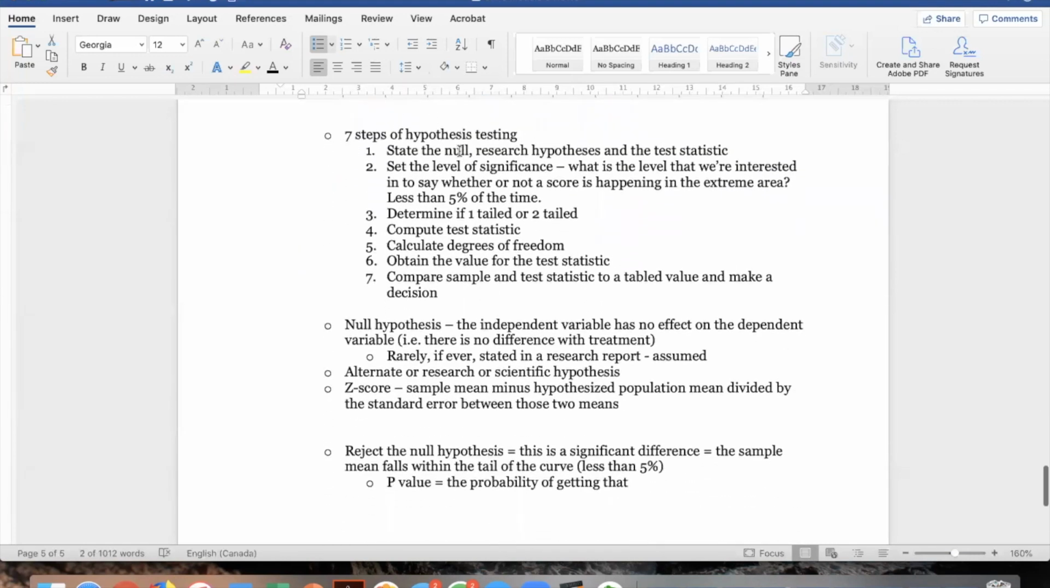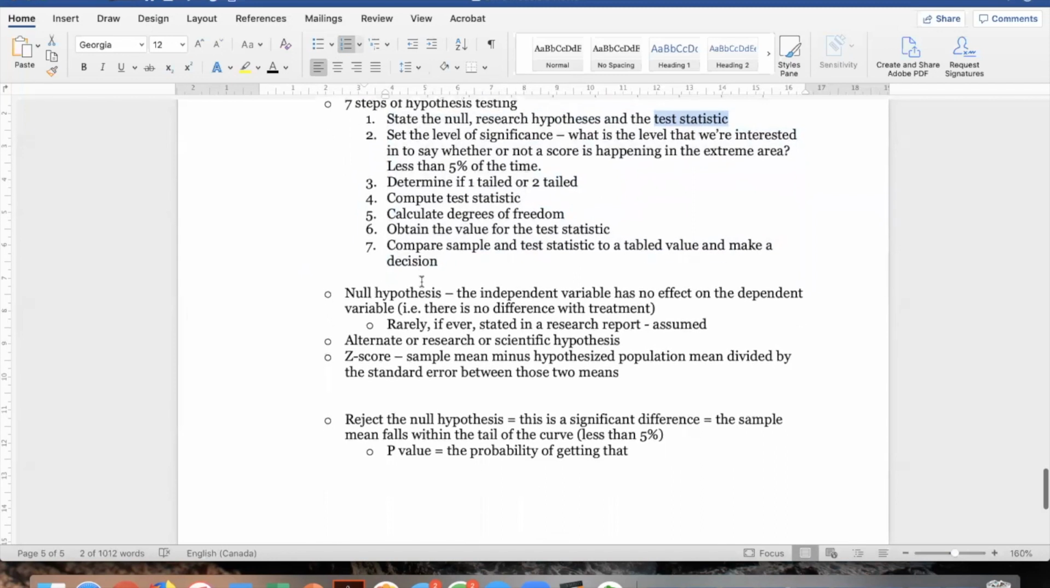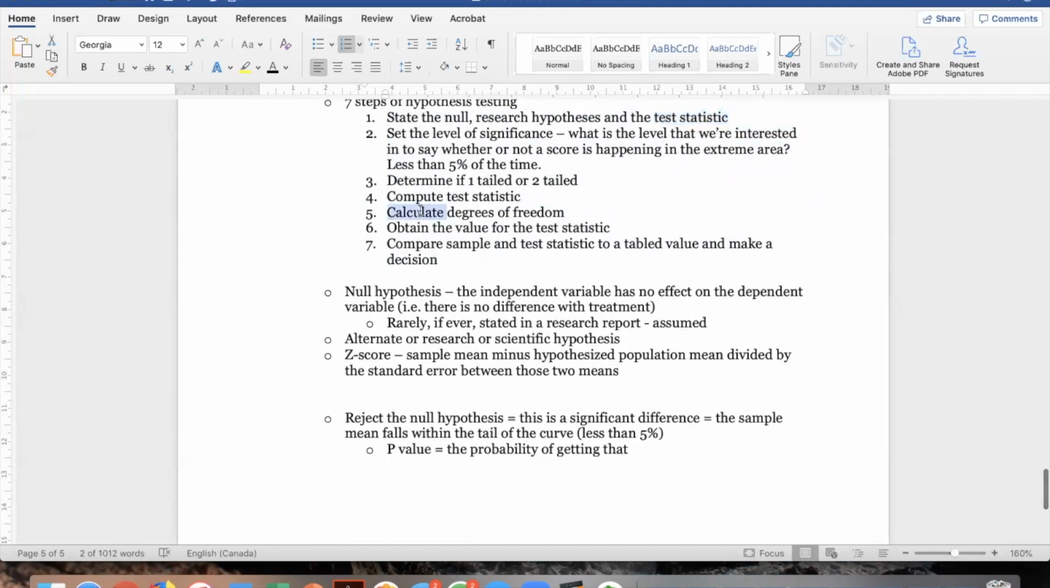So there are these 7 steps of hypothesis testing. You're going to do these in your assignment. They are broken down in the assignment. You have to state the null or research hypothesis, and what test statistic you're going to use. You're going to use a T, you're going to use an R, whatever it is. We'll go through these on the thing. Oh, the degrees of freedom. Ugh.